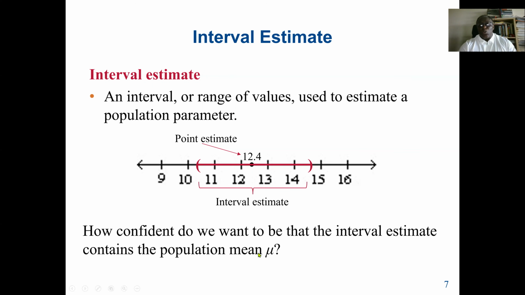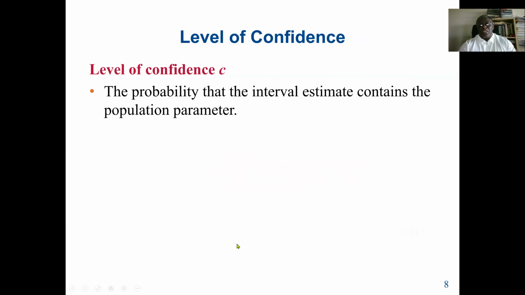So how confident do we want to be that the interval estimate contains the population mean? This is where the concept of level of confidence and critical values come in. Level of confidence c is the probability that the interval estimate contains the population parameter. So I can say, okay, I'm 90% confident that the mean of the population will be between 10.5 and 14.5. The point estimate gives us 12.4, but the interval will be 10.5 to 14.5.